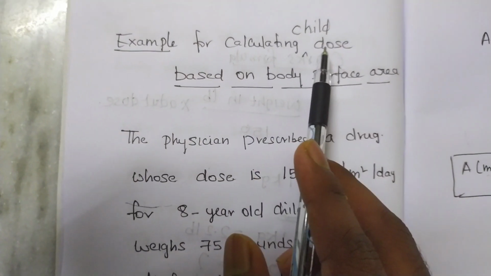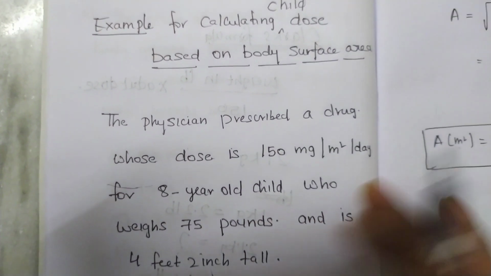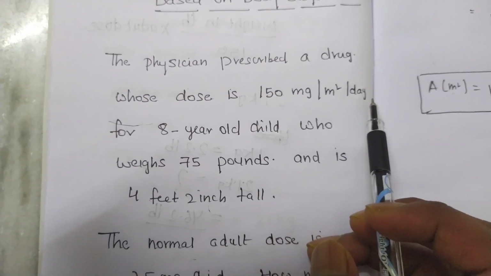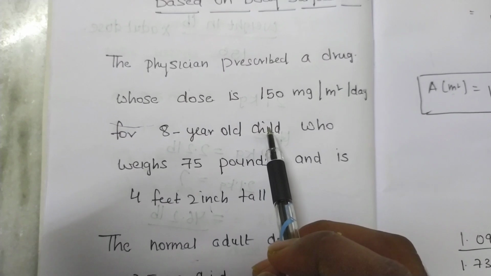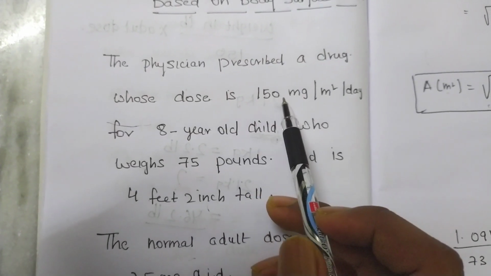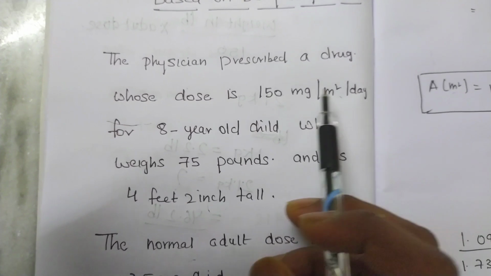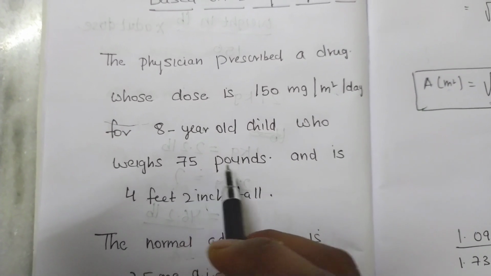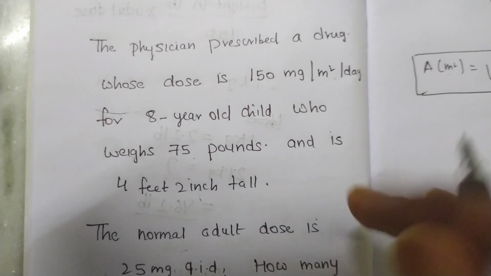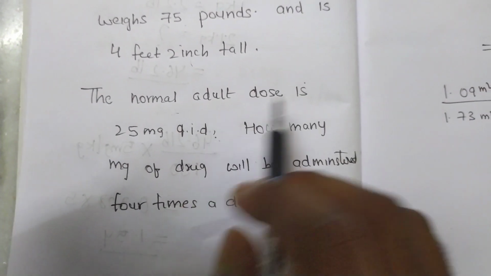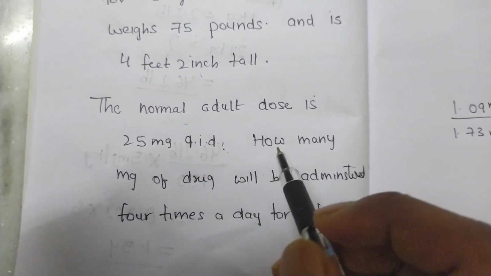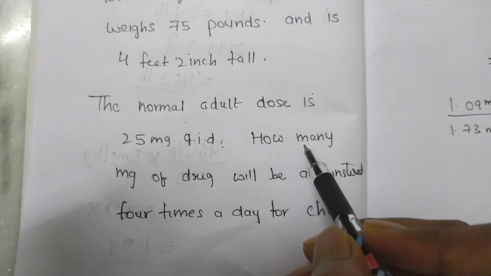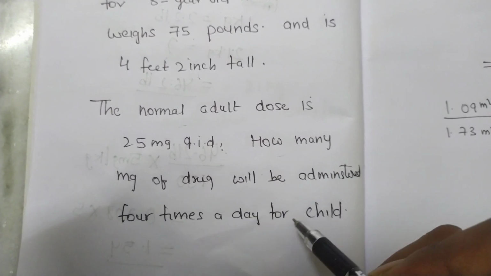As an example for calculating child dose based on body surface area, the problem is: a physician prescribed a drug whose dose is 150 mg per meter square per day for an 8-year-old child, who is 75 pounds in weight and 4 feet 2 inches tall. The normal adult dose is 25 mg QID, that is 25 mg 4 times a day. Then how many mg of drug will be administered 4 times a day for the child?